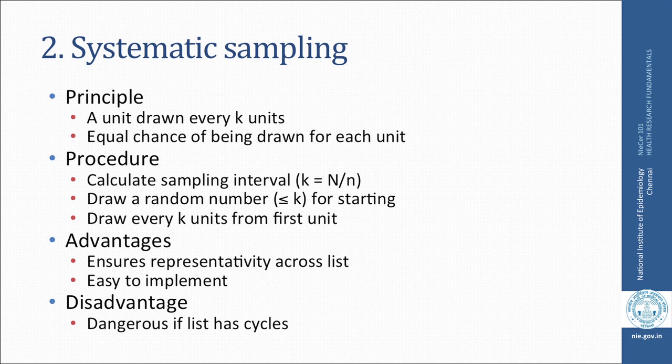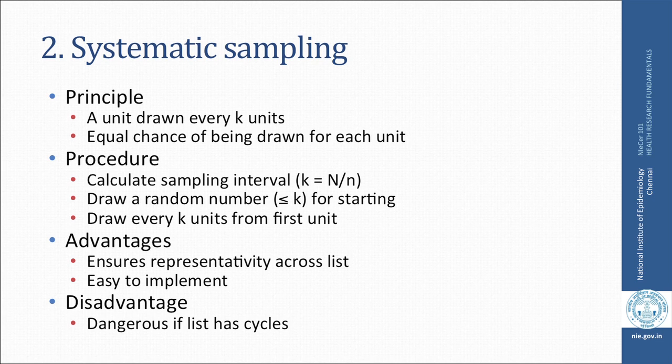What are the advantages? It ensures representativity across the list. It's easy to implement. You tell a worker to start from this house, and every 10th house you go and see and cover all the houses. It's very easily done.